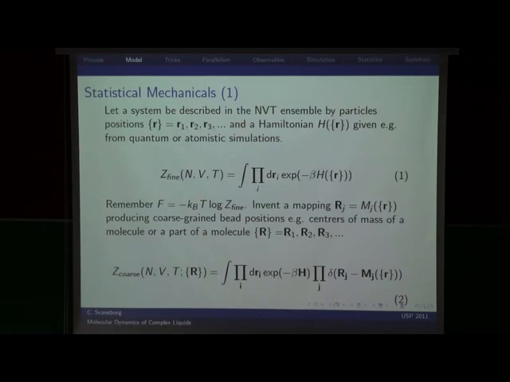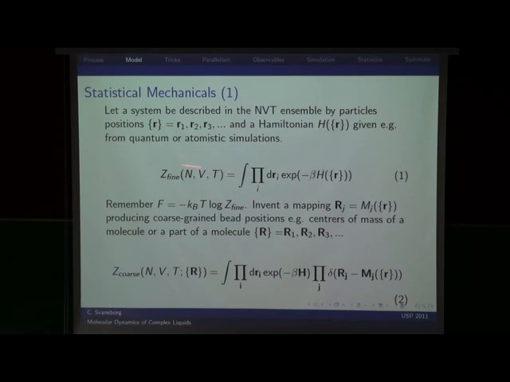Coarse graining allows us to make coarser models but simulate bigger systems. And this is the statistical mechanics of how to coarse grain. It's only two slides, but it's a bit daunting. So I'm assuming that we have a system in the NVT ensemble, and we have a microscopic description. For instance, all the coordinates here would be the coordinates of all the atoms. And I assume that we know the Hamiltonian of the full system, for instance through a quantum simulation or through atomistic force fields.